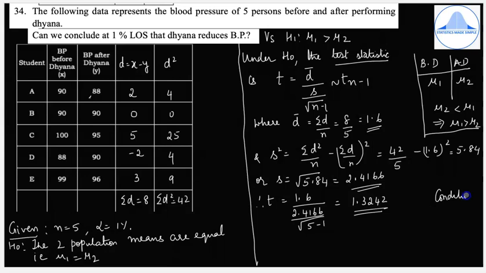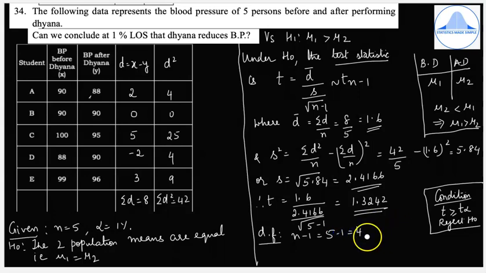So the condition which we have to use is here to check whether T is greater than or equal to T alpha, and then you will reject H naught if this condition is satisfied. So find out the degrees of freedom. It is n minus 1. 5 minus 1 is equal to 4. So at 1% level of significance for 4 degrees of freedom, T alpha is equal to 3.75.